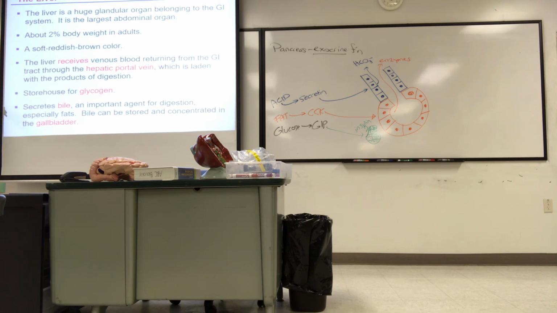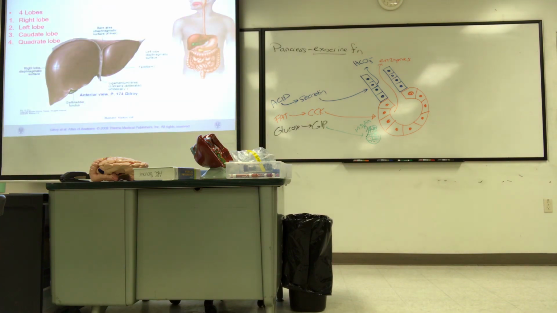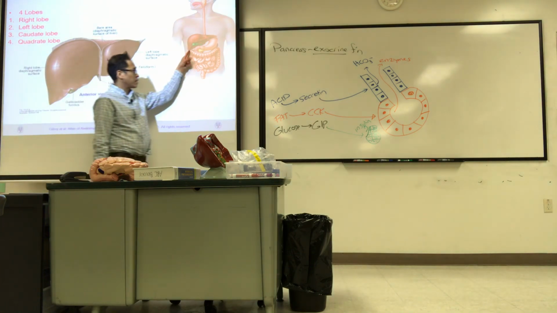Think of it as a storehouse for glycogen, and I'll also focus on its production of bile. Bile is an important agent for digestion, especially fats. Between meals, it's stored in the gallbladder. So if you look at the liver just by itself out of the body cavity, it looks like this picture here. There it is in the body cavity.